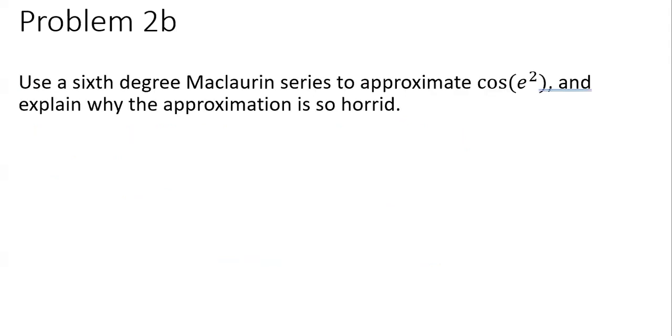Part B, use a 6-degree Maclaurin series to approximate cosine of e squared and explain why the approximation is so horrid. Okay, so go ahead and try this one first on your own.